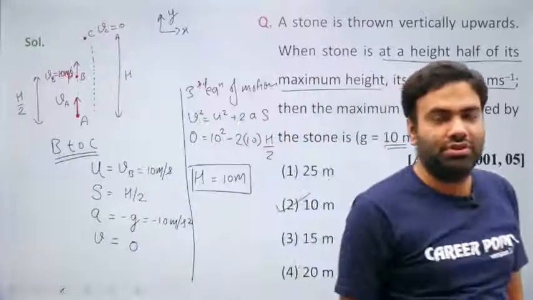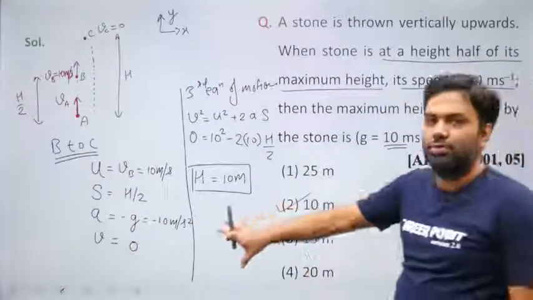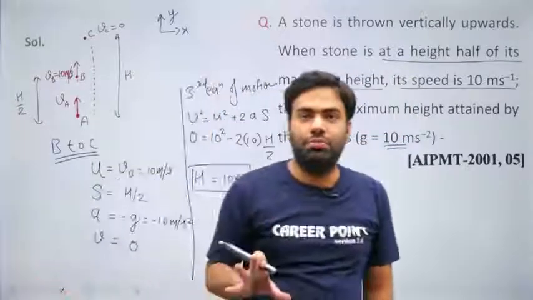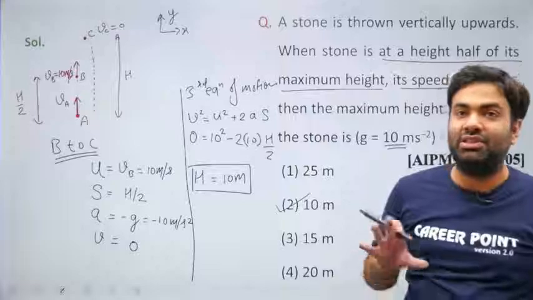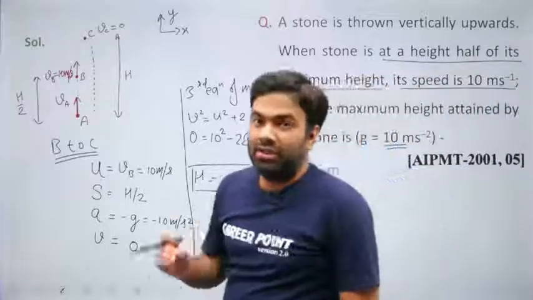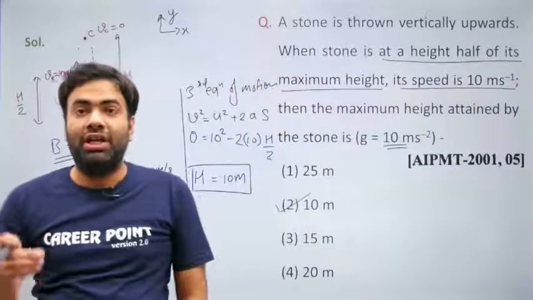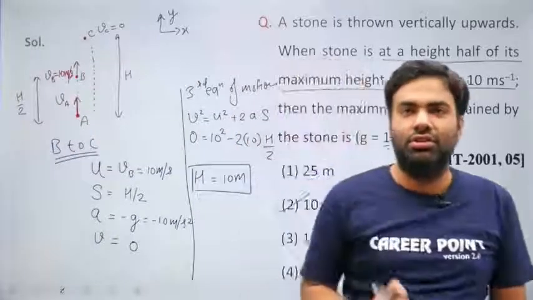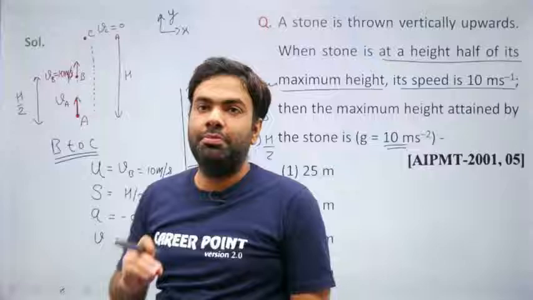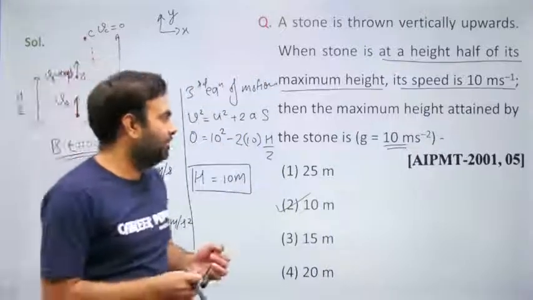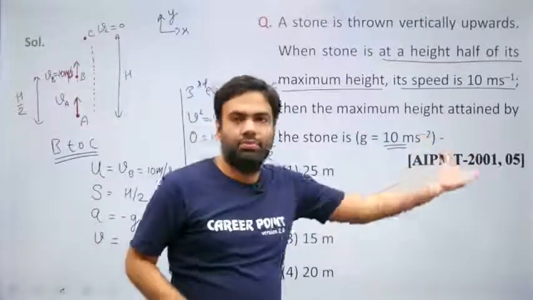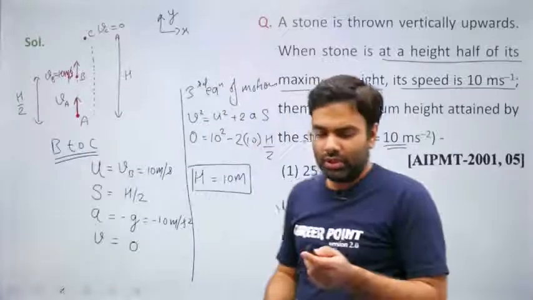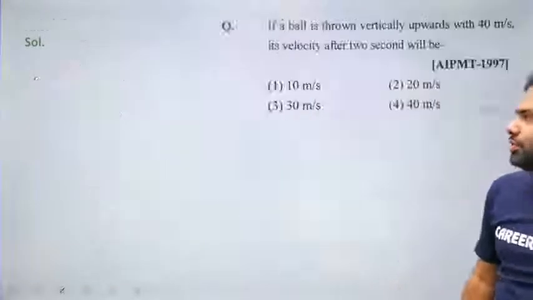So these questions are very simple. What you have to do is just apply those three equations of motion, because they are applicable when acceleration is constant, and whenever a particle is having motion under gravity near the surface of Earth, its acceleration is constant. You can take acceleration as 9.81, or the approximate value can be taken as 10 meter per second square. Okay, so let's move to our next question.